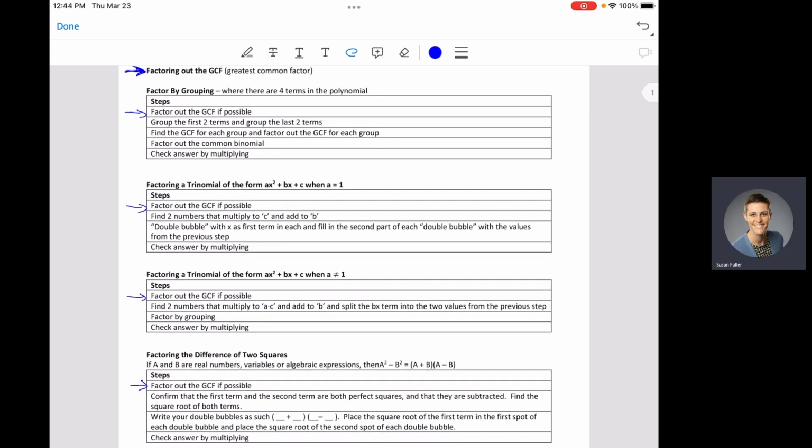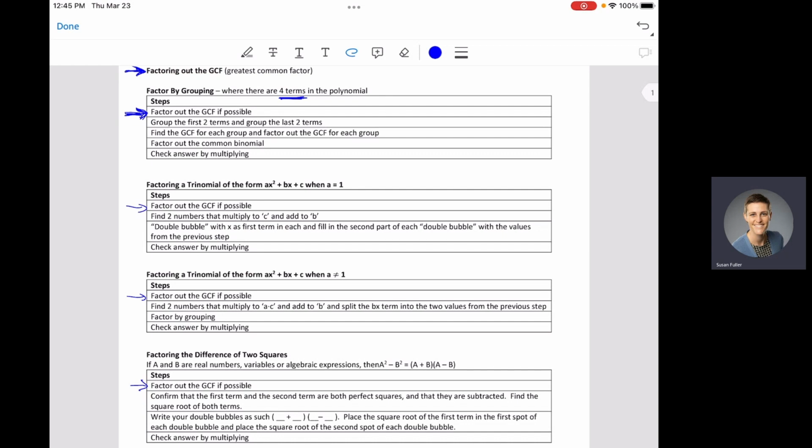So again, the first thing that you're going to do is always look to factor out your greatest common factor first. And then look at what's inside your parentheses after you've taken out your greatest common factor. Or if there's no greatest common factor to take out, then you're going to look at what you have. If you have 4 terms in your polynomial, you're going to factor it by grouping.